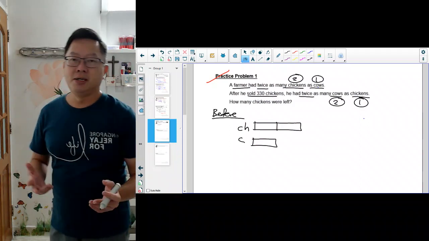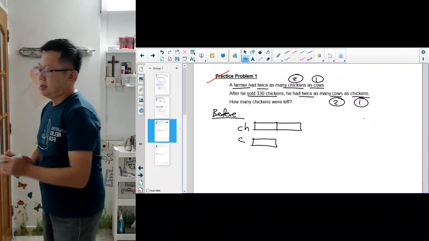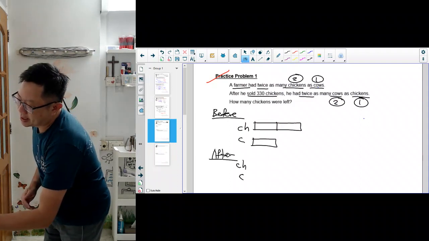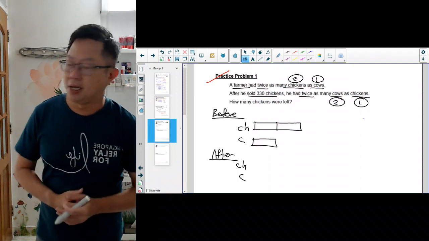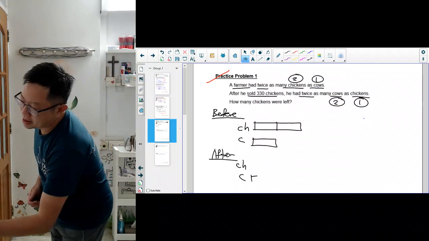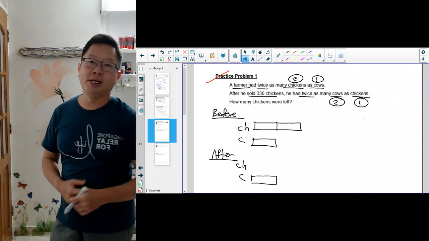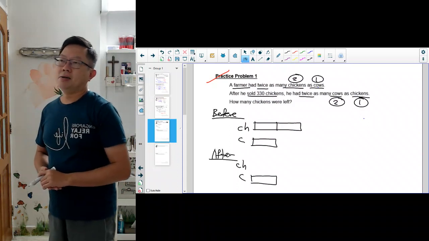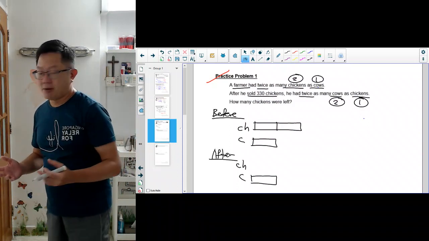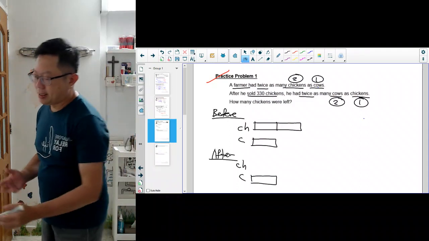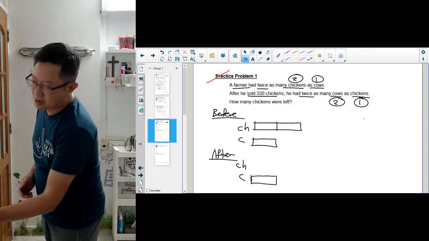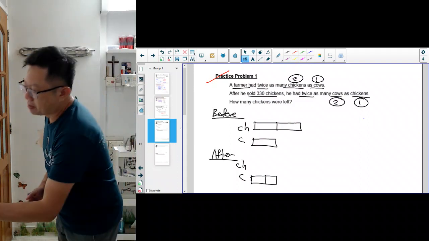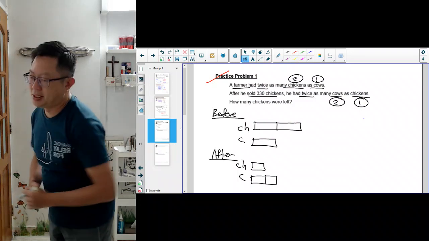And when he sold the chickens, the chickens will become fewer, but the cows are still unchanged. So which rectangle will be easier to draw? The one that is unchanged will be easier to draw. So the cows are unchanged, so that will be easier to draw the rectangle for in the after model. After he sold 330 chickens, the cows now have 2 times already. So if you look at the after model, the cow has 1 rectangle at the bottom, and you just have to cut it into 2 boxes. So now the cow has 2 times already, and the chickens will have 1 time. So that's how you draw the after model.